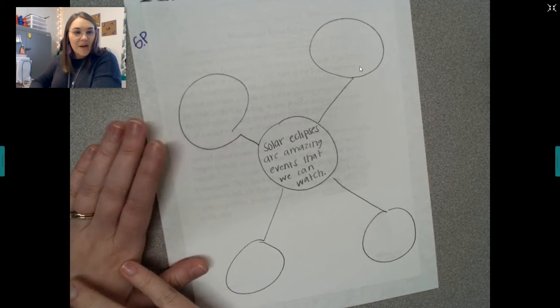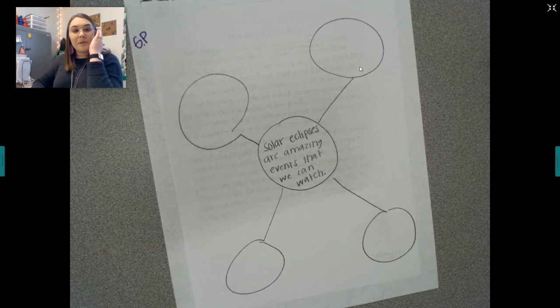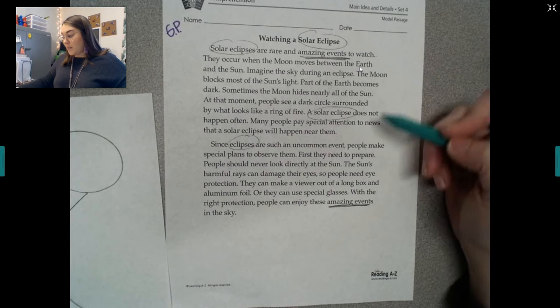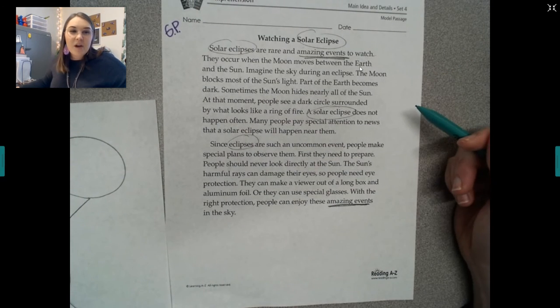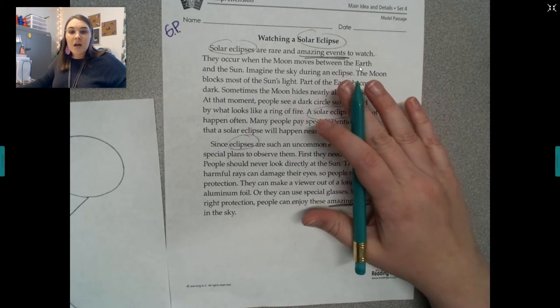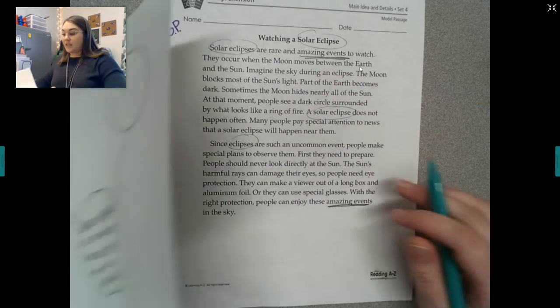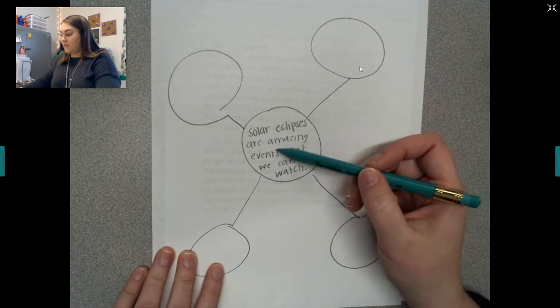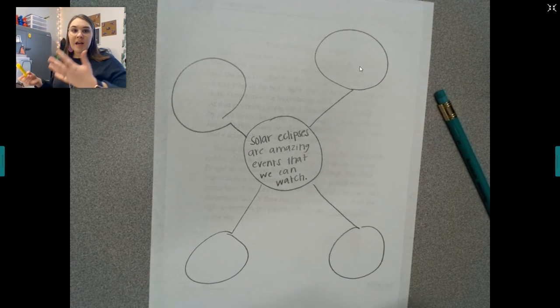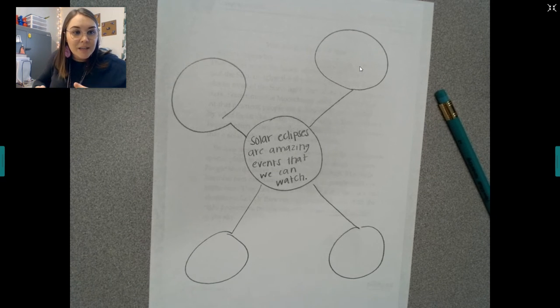Almost every time you read a passage, the central idea is probably within the first couple of sentences, if not that first paragraph. And since I noticed our first and our last sentence were almost identical, I thought that would be a good central idea for this whole entire passage. Okay, so now that I know what my central idea is, solar eclipses are amazing events that we can watch, we've got to figure out what details support that central idea. Well, think about it, guys. What makes solar eclipses amazing?